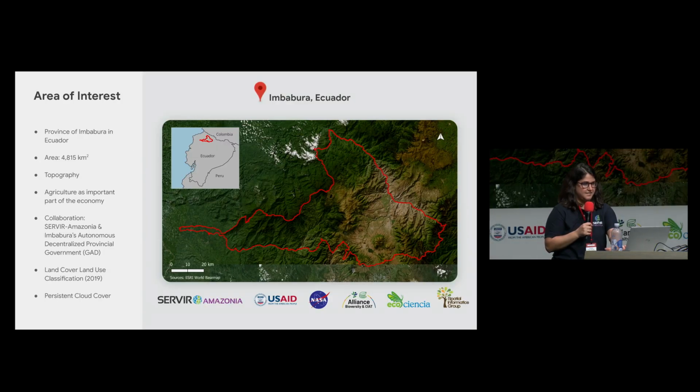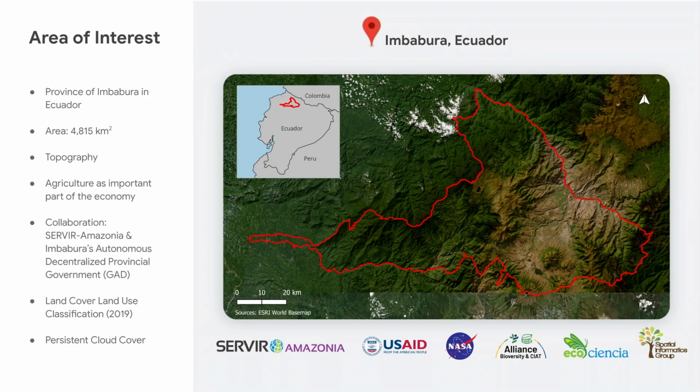All right. So yeah, I'm going to share a little bit about Servia Masonia's project on land use and land cover classification using the CloudScore Plus product. So this is the area of interest. It is the province of Imbabura in Ecuador.